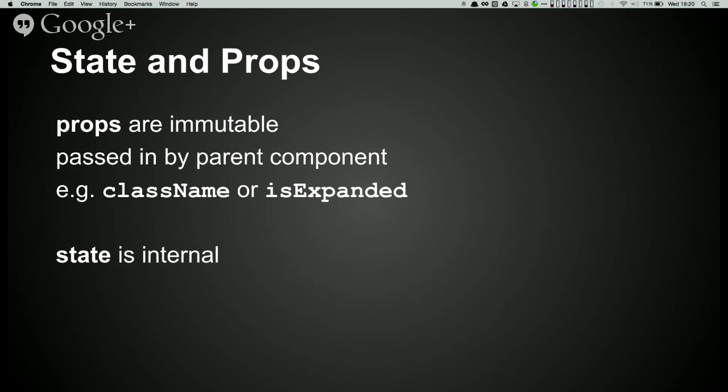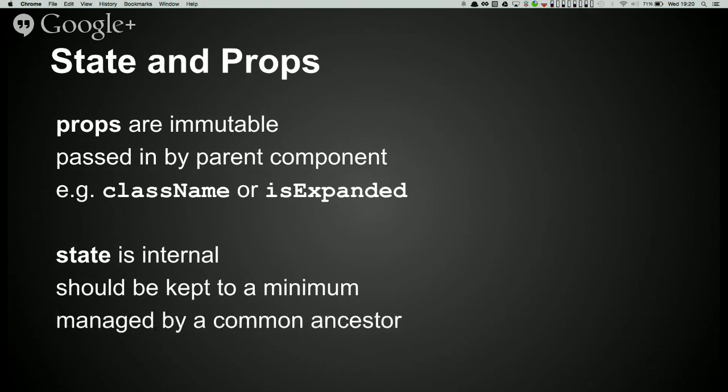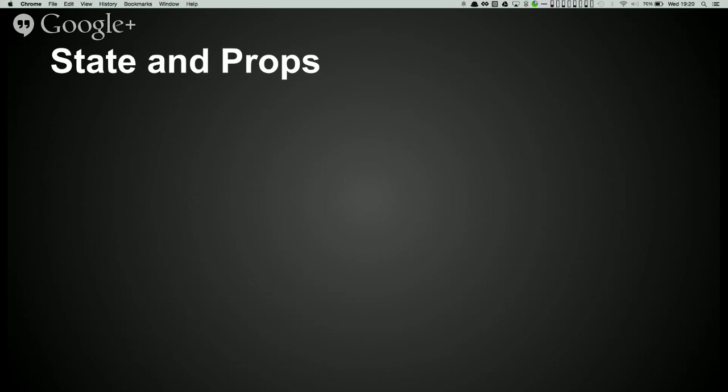And then internally, within the component, you've got some state. And the state is internal and should be kept to a minimum because remember, state is bad. And if necessary, it's managed by a common ancestor. So if you want these two things to interact in different parts of the hierarchy, the common ancestor would be where you manage the state. And we'll talk about how we can improve that in the future.